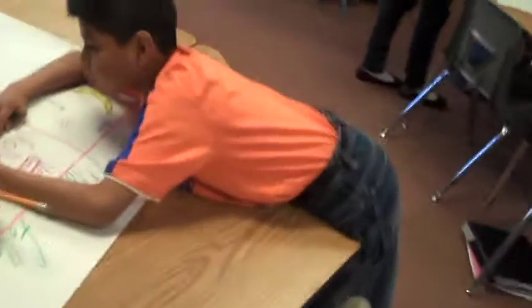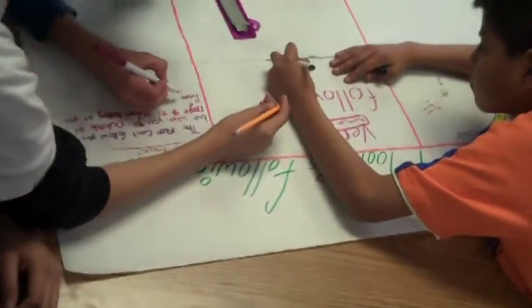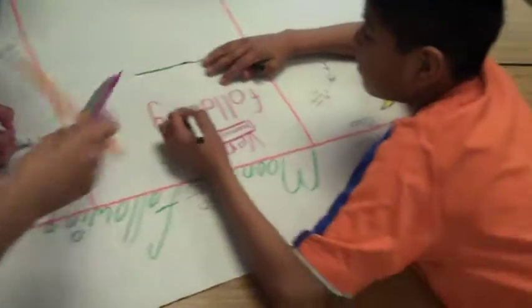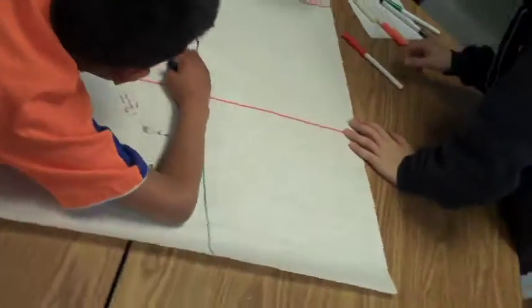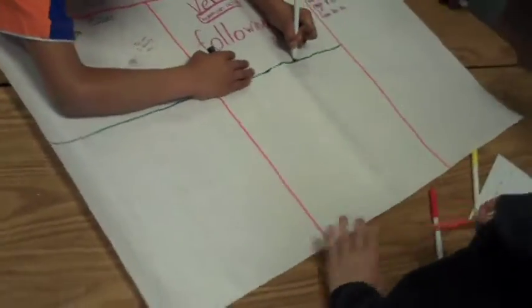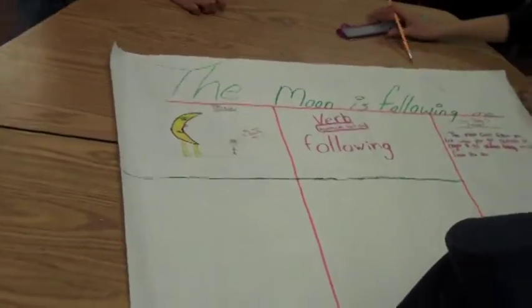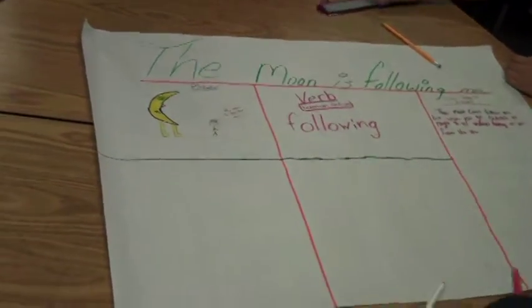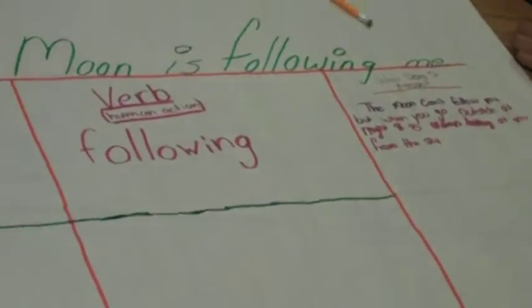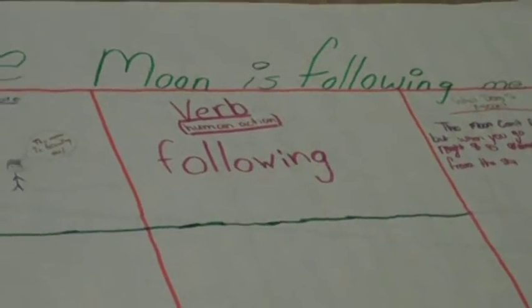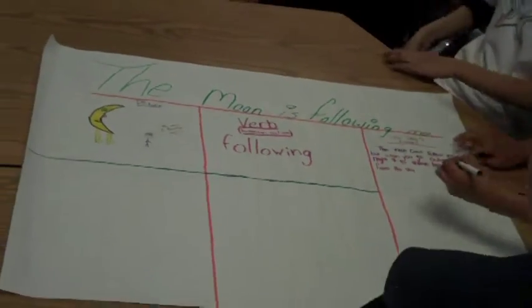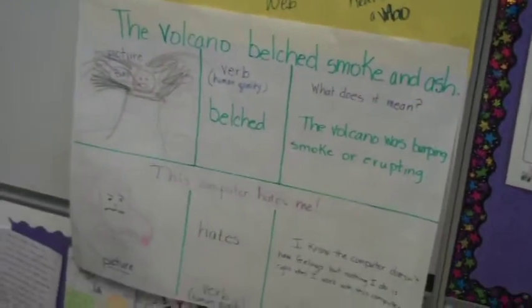Who's making the sentence? Your jobs: the first person is the drawer. The second and third person are going to the dictionaries. The fourth person is the interpreter. Okay, what's our second one? Personification.